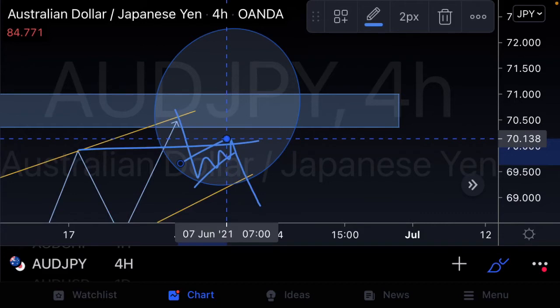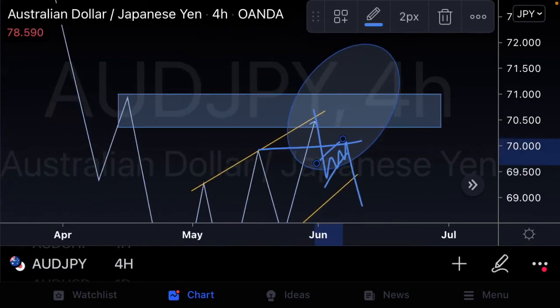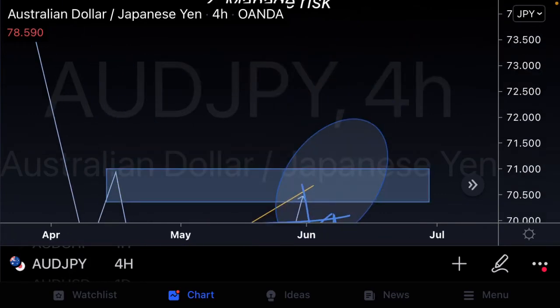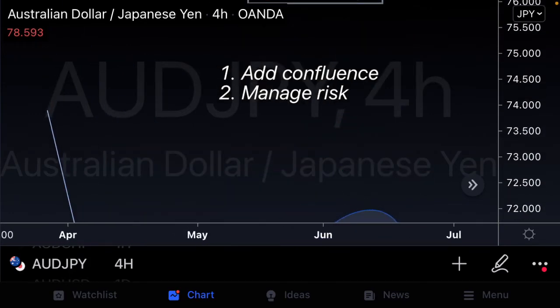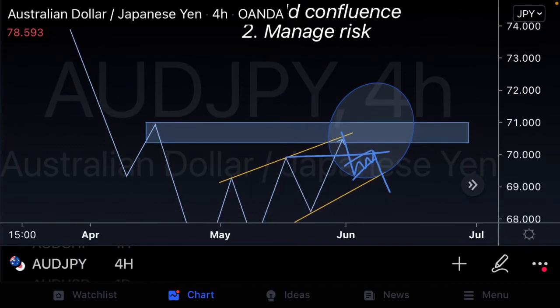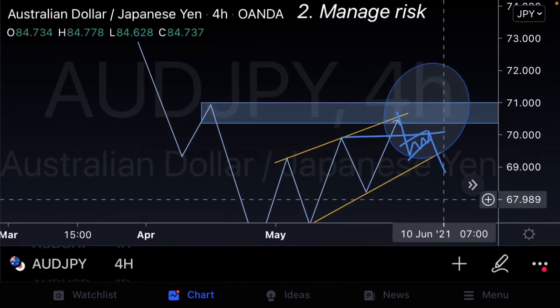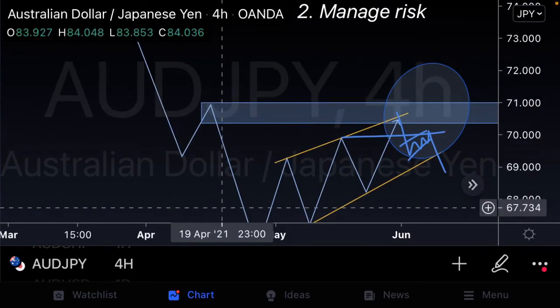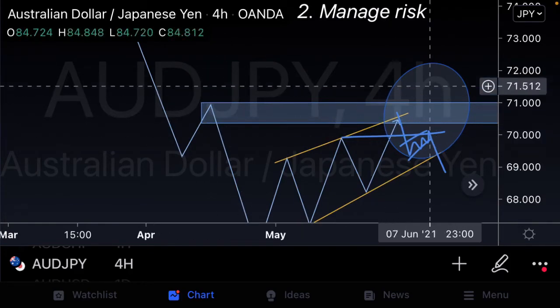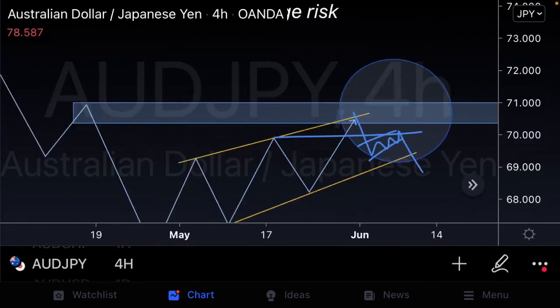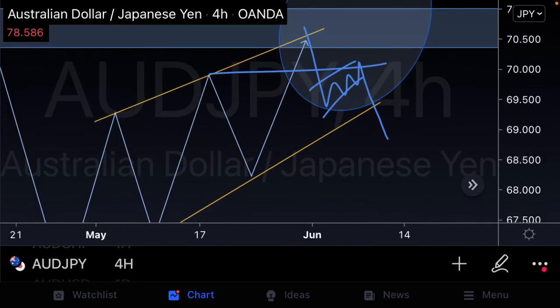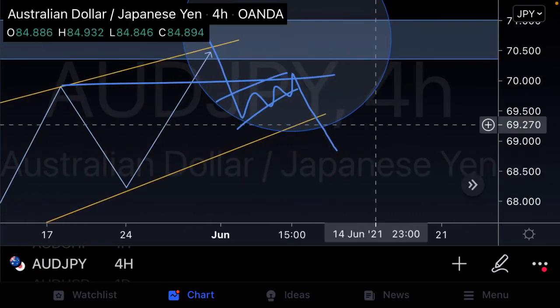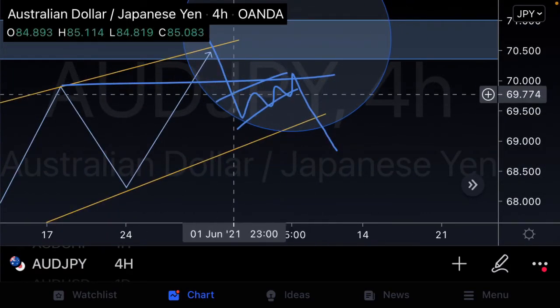Now we're going to speak about how the idea of a fractal setup allows us to do the first thing, which is add confluence. So now we have the confluence of our higher time frame structure giving us momentum to the downside, breaking structure, coming back to retest correctively. We also have the exact same confluence on our smaller time frame. If this is our entry time frame, perfect.